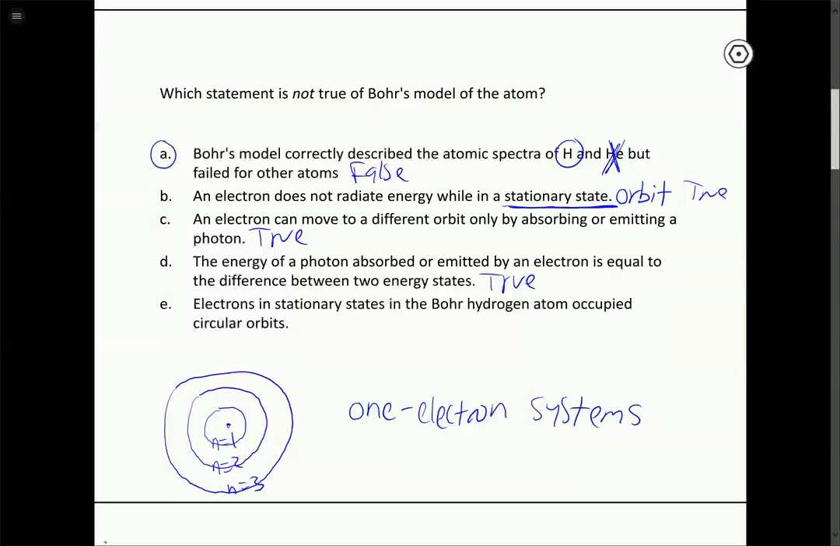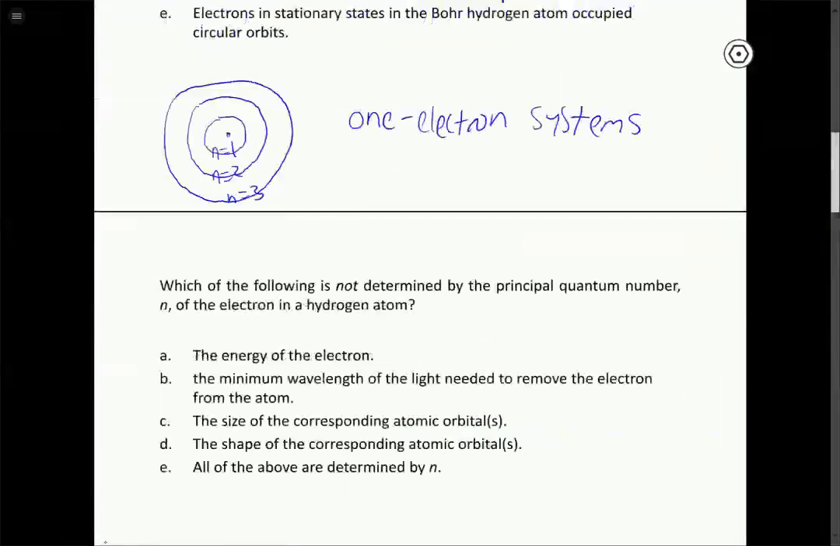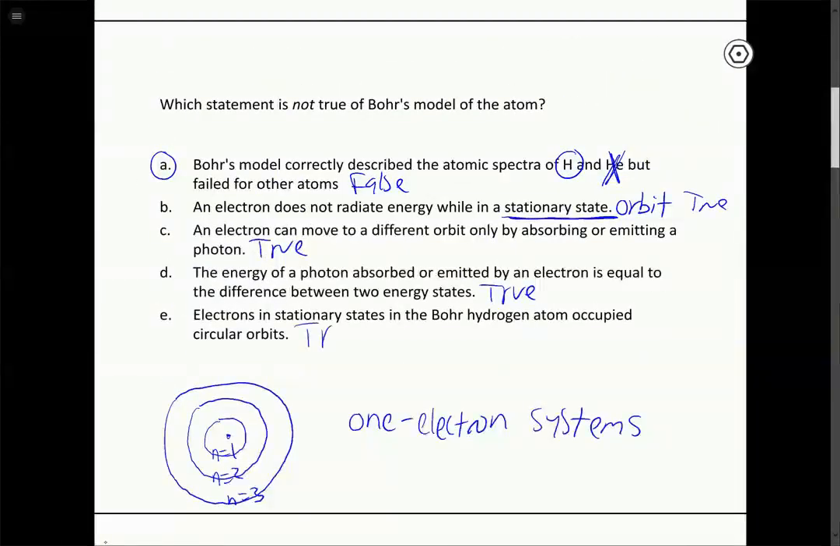And then finally, the last one: electrons in stationary states in the Bohr hydrogen atom occupied circular orbits. And so this is another key part of the model, as we said, this idea of electrons going in purely circular orbits, which is physically not true, but it is part of this model, and this model still is accurate for many other aspects of the hydrogen atom, just not correctly describing this. So this is a true statement according to the Bohr model, even though it's not a true statement in the more complex quantum mechanical model that we talked about later.